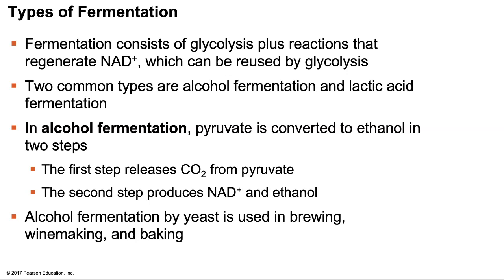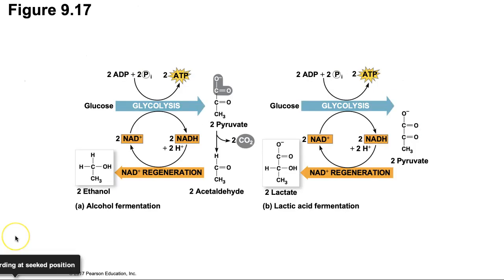So let's look at that. In the first step, we have a release of carbon dioxide, and in the second step, we produce NAD+ and ethanol. So let's see this. Here we have both types of fermentation. Let's focus on alcohol fermentation on the left. So again, we start with glucose, goes through glycolysis, and we make 2 molecules of our 3-carbon pyruvate. Again, glycolysis makes 2 net ATP. Same here.